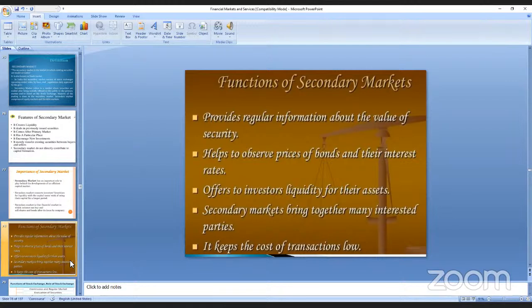The secondary market also brings together many interested parties, not only one company. It will get everything together so that transactions can be made. It keeps the cost of transaction low. It does not go for very large investments; it goes with low transactions.